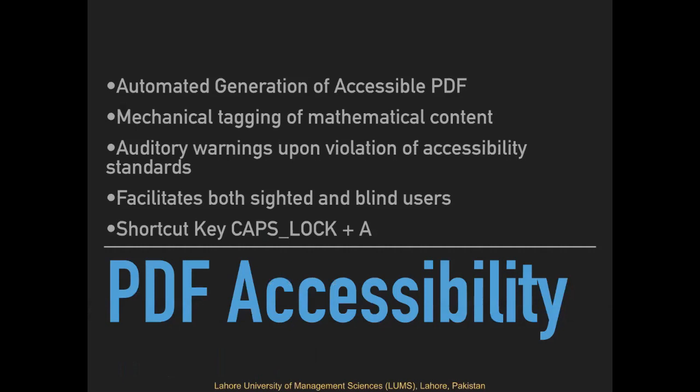And then the last thing we have done is PDF accessibility. We have worked on all international guidelines which make PDF accessible: automated generation of accessible PDF, and all the mechanical tagging of mathematical content. We also give auditory warnings. Whenever you break any accessibility standard, the system gives you an auditory warning that you have not followed that particular standard. It facilitates both sighted and blind users, and the system has actually been more appreciated by the sighted users than the blind users.